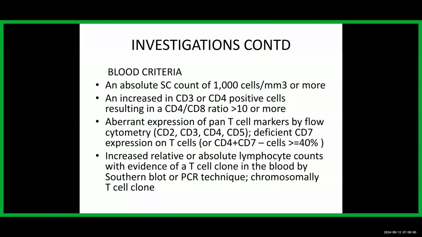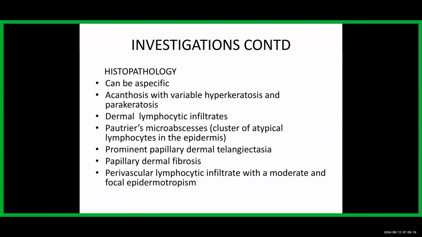Then under the blood criteria, there's an absolute Sezary cell count of 1,000 cells per millimeter cube. Then an increased CD4 to CD8 ratio, of 10 or more. Aberrant expression of pan-T cell markers by flow cytometry. Increased relative or absolute lymphocyte counts can also be seen.